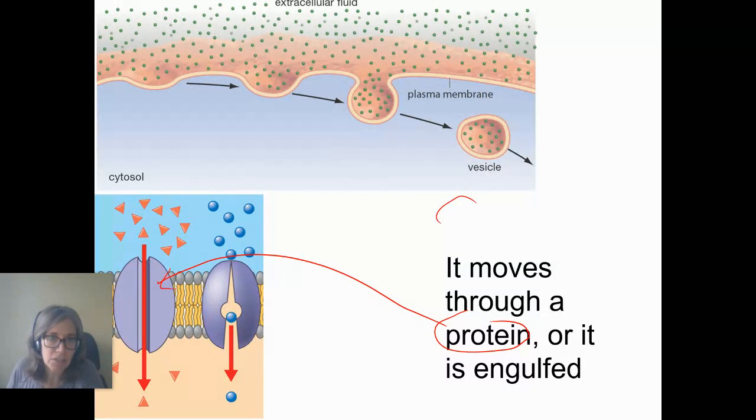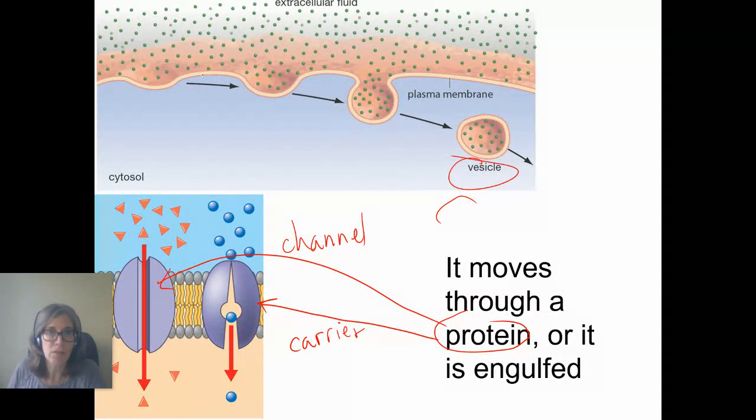Like here, that's a channel protein. So a channel protein is sort of like a tube or pore. Or it could go through this carrier protein. A carrier will change shape, so we'll talk about those a little bit more later. So it can go through a protein or it can go in and out through a vesicle. So either a vesicle is pinched off going in or a vesicle transports stuff to the surface. We'll talk about that in a different video, but we'll talk about the proteins today a little bit.